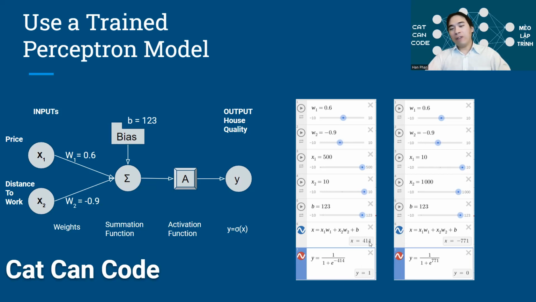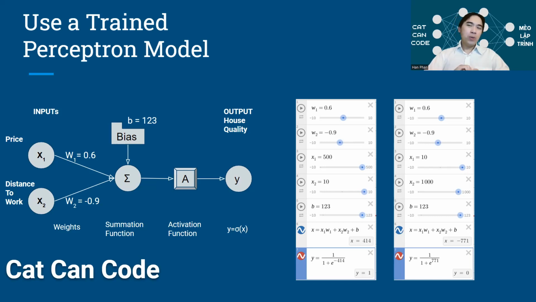From this random 414 number, we squash it into a more meaningful and easier to interpret number in the range of 0 and 1. I tried another example here. When I put x1 equal to 10, the price is low, and x2 equal to 1000, the distance to work is high, then you can see that y is now approaching 0 and the value is nearly 0. It means when the distance to work is far and the house price is low, then probably the house quality is low as well for this simple example model.